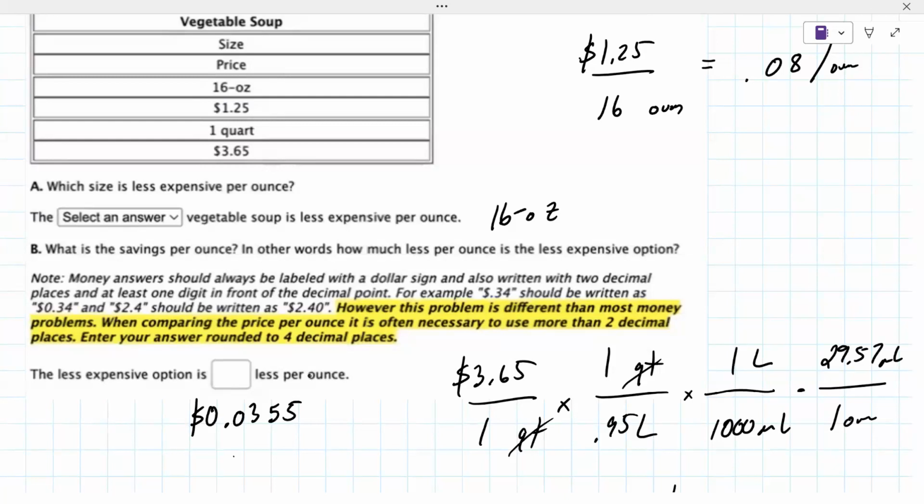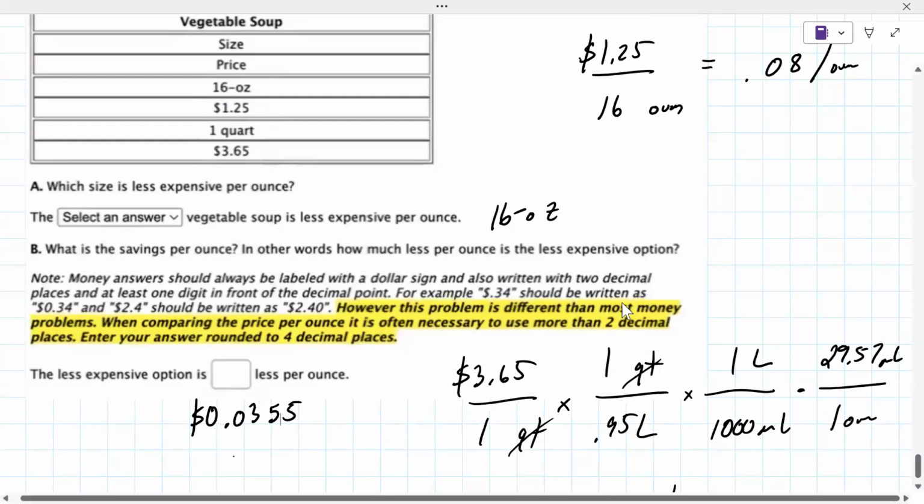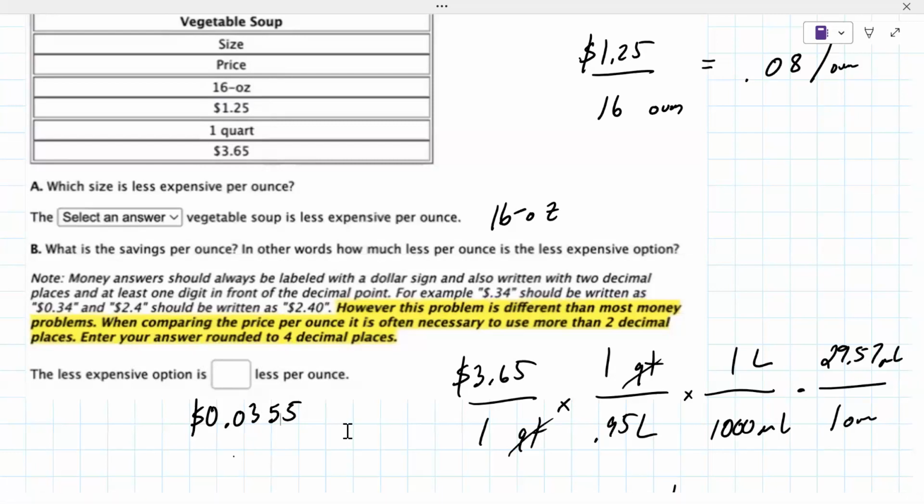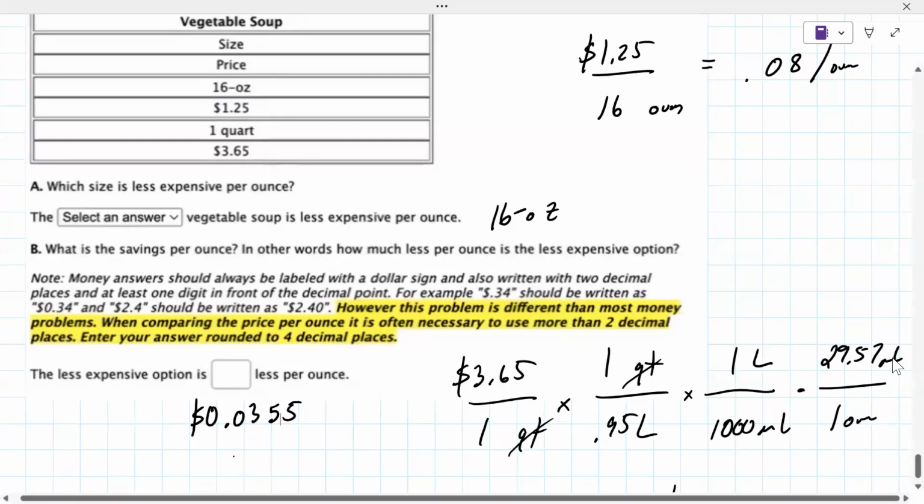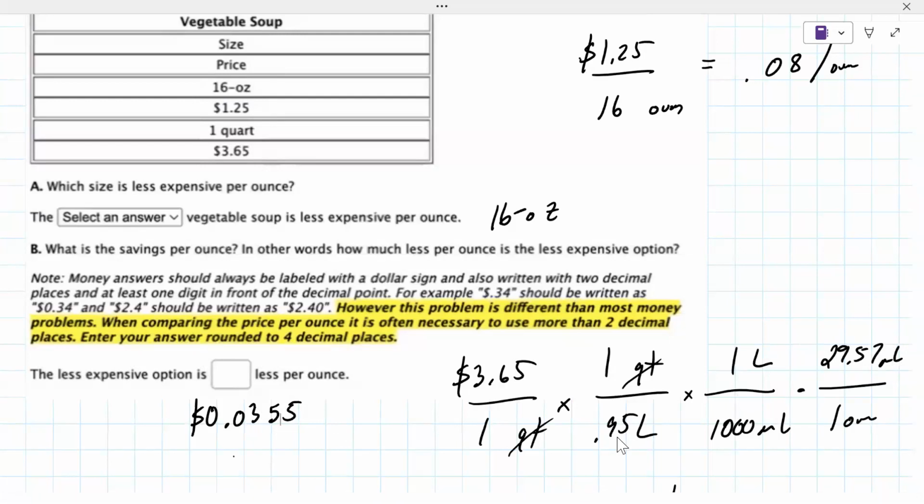All right, well. Or would it be 0.4? It says here, this problem is different than most money problems. It says to use more than two decimal places, round your answer to four decimal places, which normally it's two. It says it's 0.0359. So that suggests they're using a different conversion than we are. Maybe this is 29.6, which maybe was a slightly different number. I don't know. Awesome. Next question.